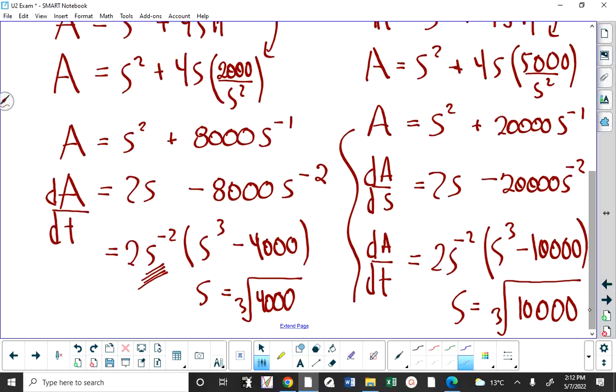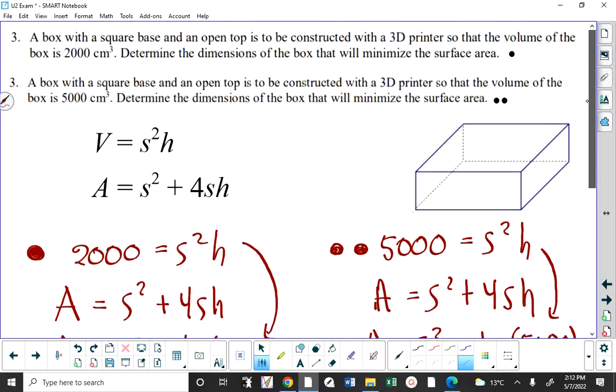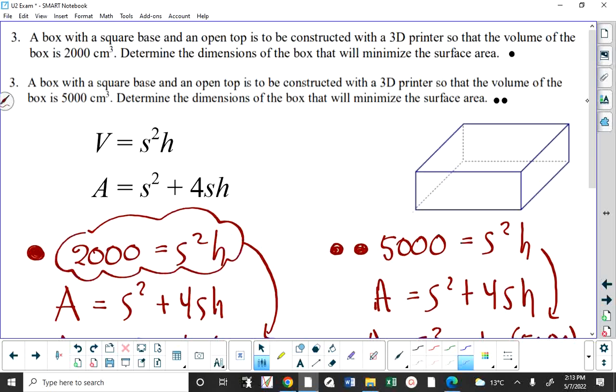Regardless of which version of the exam you have, if you chose this question, I don't think you're done yet because it says determine the dimensions. Once you determine the length of the side, then you can go back and square that length and divide it into your volume to get the height of the box.